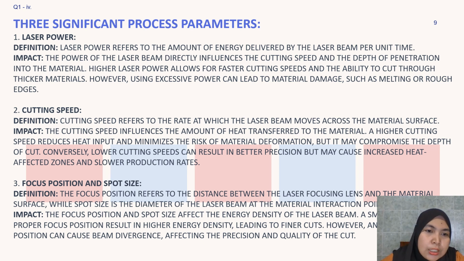The third one is focus position and spot size. The focus position refers to the distance between the laser focusing lens and the material surface, while spot size is the diameter of the laser beam at the material interaction point.